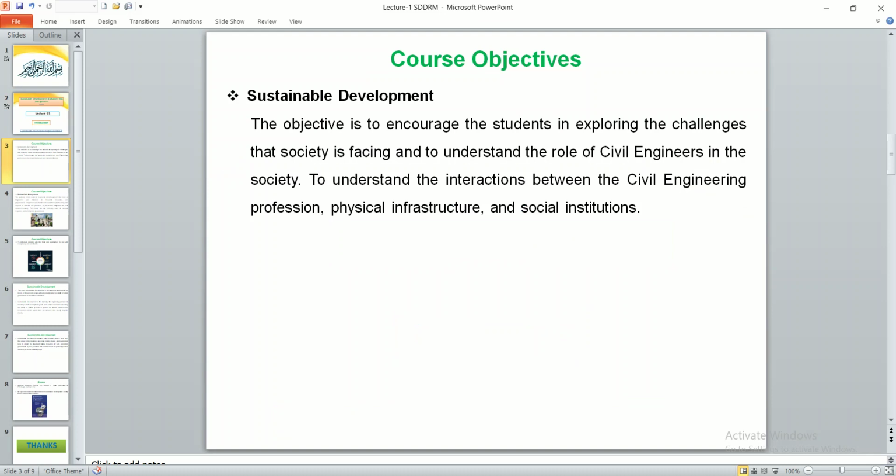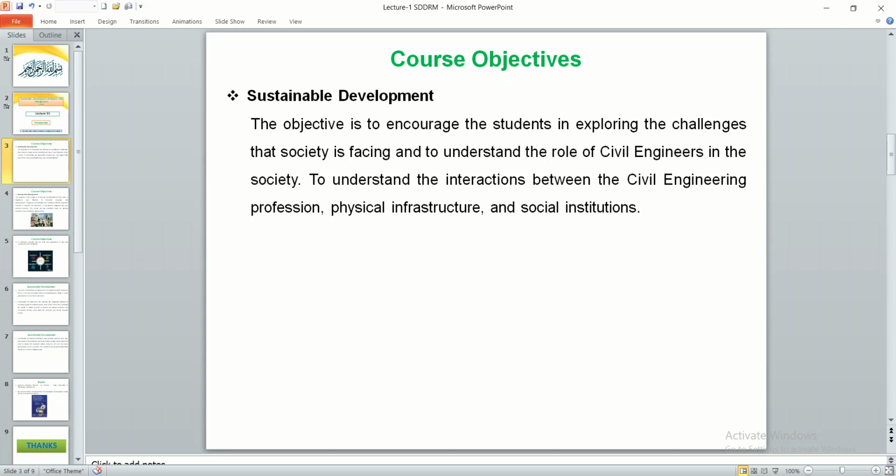Now we have to do an introduction to the course and the course objectives. The objective of this subject is basically to encourage the students to explore the challenges that society is facing, and to understand the basic and specific role of civil engineers in society, so that civil engineers could solve the problems faced by the community, and to understand the interactions between the civil engineering profession, physical infrastructure, and social institutions.